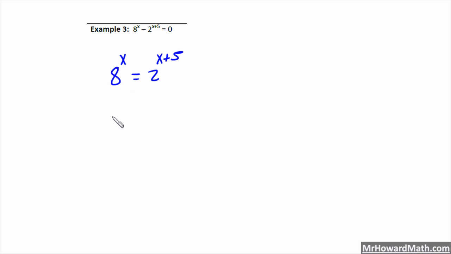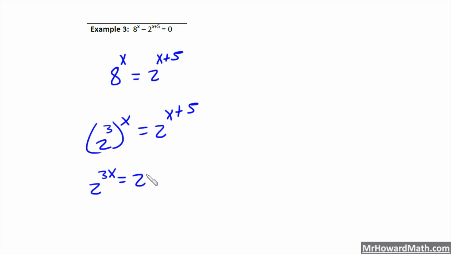So I know that I can rewrite 8 as 2 cubed. 2 cubed is the same thing as 8, still raised to this x power here, equals 2 to the x plus 5. Now outside to inside right here, multiply those, so finally 2 to the 3x equals 2 to the x plus 5 power. So now I have like bases set equal to one another, so now I take their exponents and set those equal and solve. That's our process, same as the other problem.